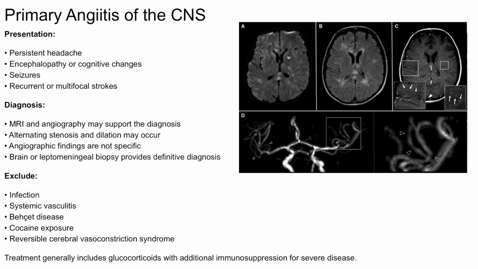So the distinction from reversible cerebral vasoconstriction syndrome is especially important because that disorder often presents with thunderclap headaches and does not require long-term immunosuppression. So primary CNS angiitis is generally treated with glucocorticoids with additional immunosuppression for severe disease.